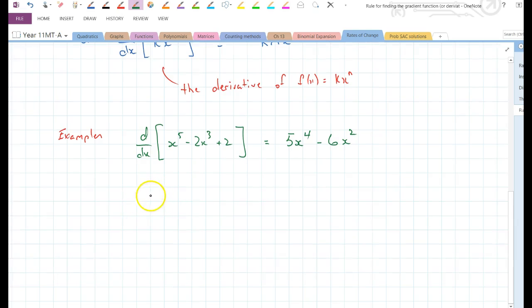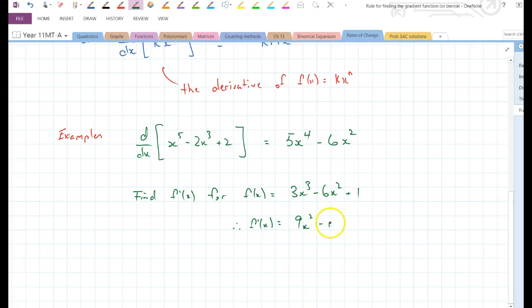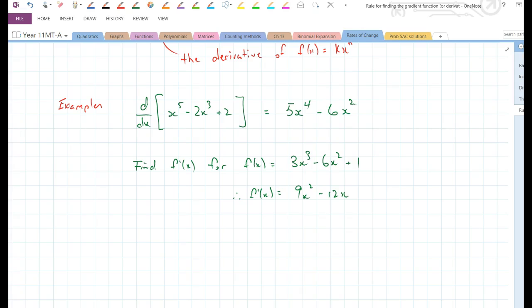So there you go, there's the derivative there. Or we might say, fine, I'm just going to get practice at using this: find f dash x for f of x equals 3x cubed minus 6x squared plus 1. So we'll go to work on that. Therefore f dash x equals 3 comes down, multiplies by 3 to 9. We reduce the 3 by 1. 2 by 6 is 12. Reduce the x power by 1, we're just left there, and that disappears off the end. So there's the derivative function for that.